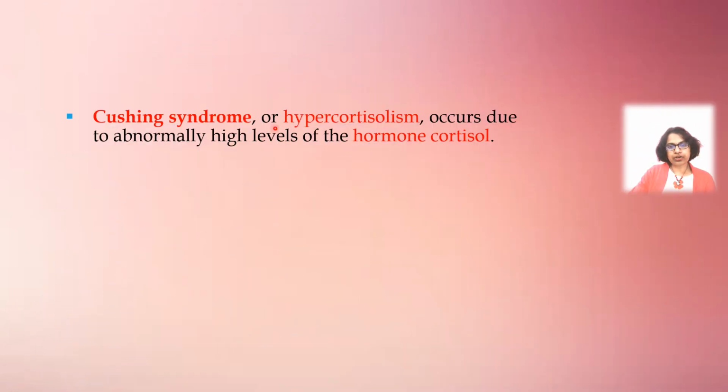So what do you mean by Cushing syndrome? It is also known as hypercortisolism, which occurs due to an abnormally high level of the hormone cortisol.